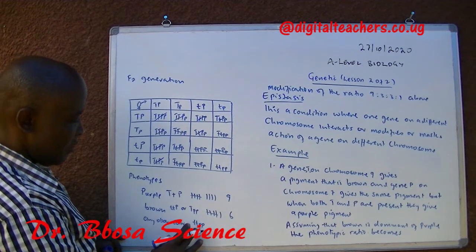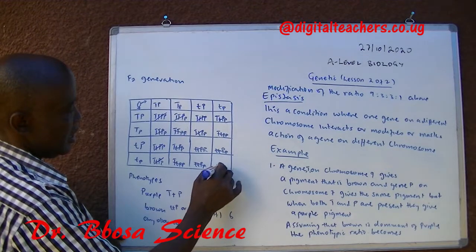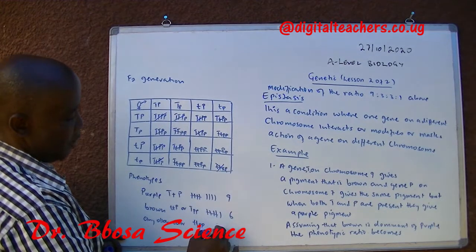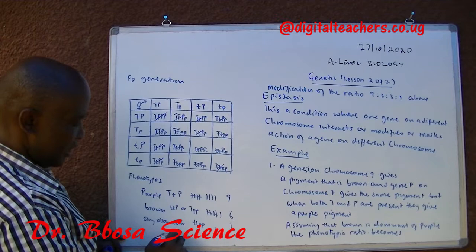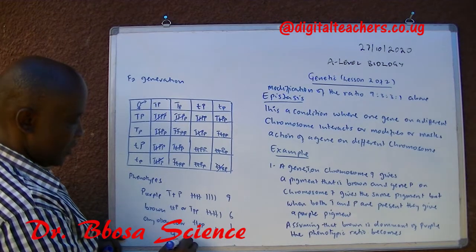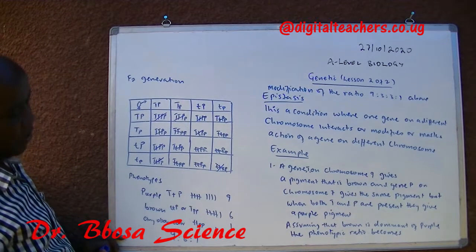Then when you have small t and small p, we have 1 and 1. So the ratio becomes 9 to 6 to 1.